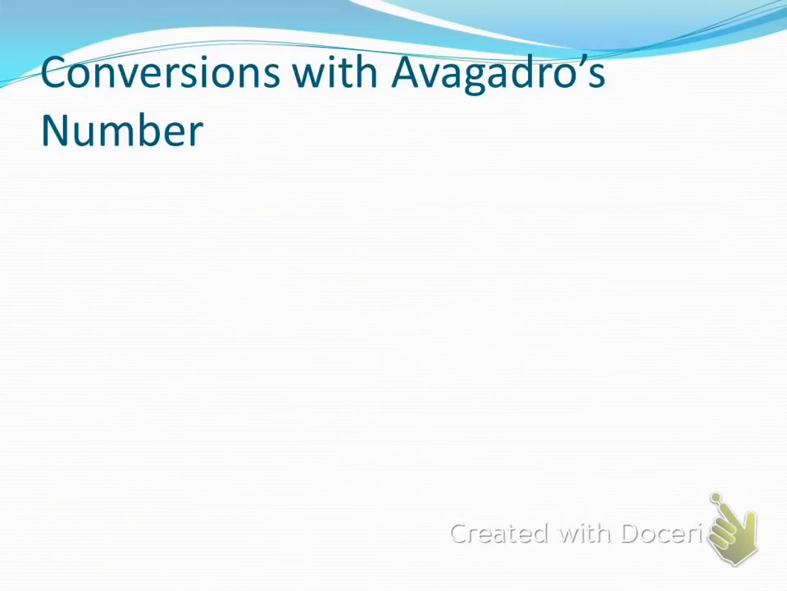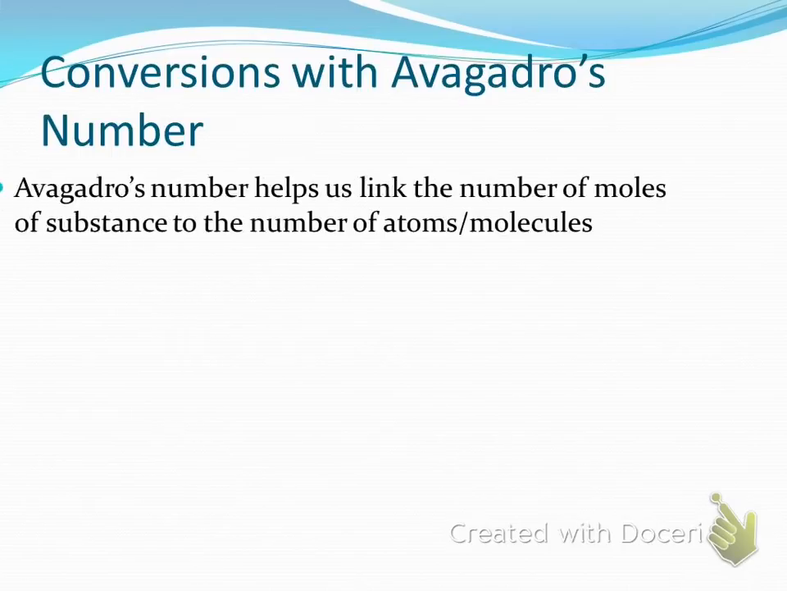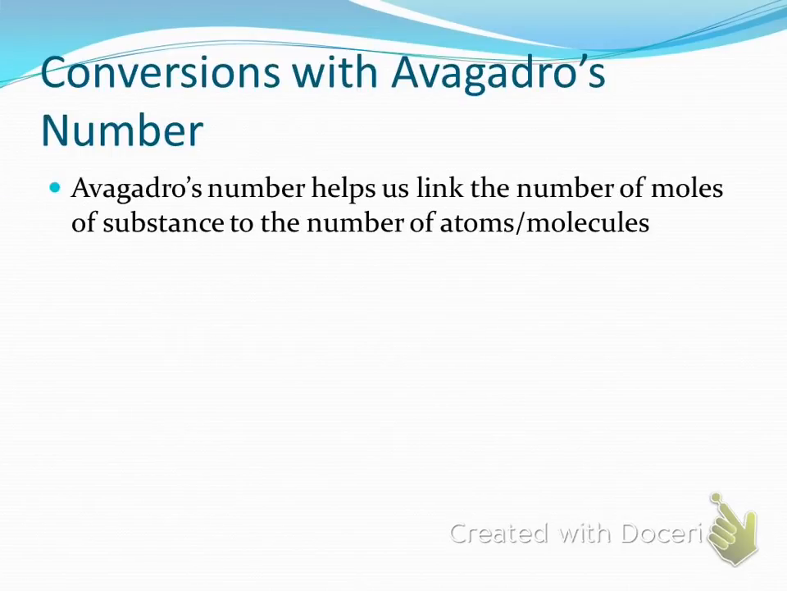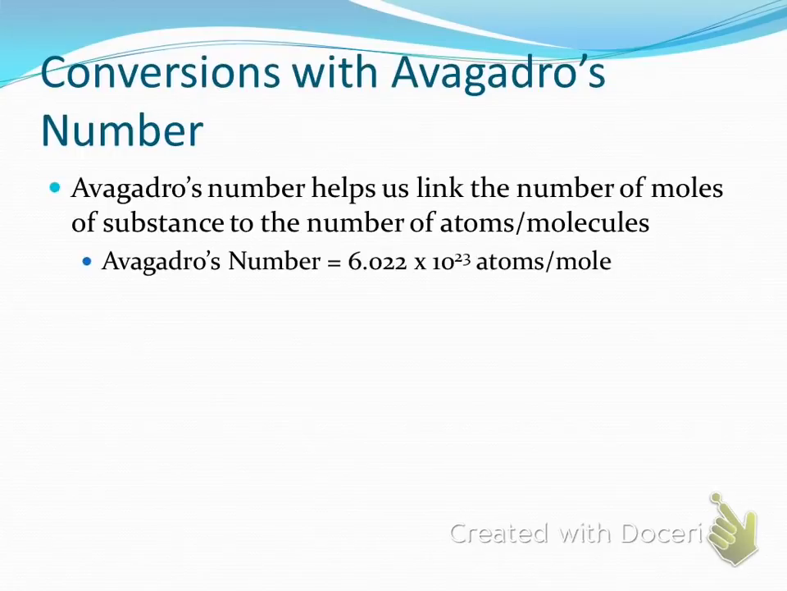Okay, so now we're going to convert from moles to molecules, or moles to atoms. Avogadro's number helps us link the moles of a substance to the number of atoms of a substance. So when I told you 1 mole is equal to 6.022 times 10 to the 23rd atoms, 6.022 times 10 to the 23rd, that is Avogadro's number. That is a number you must memorize.